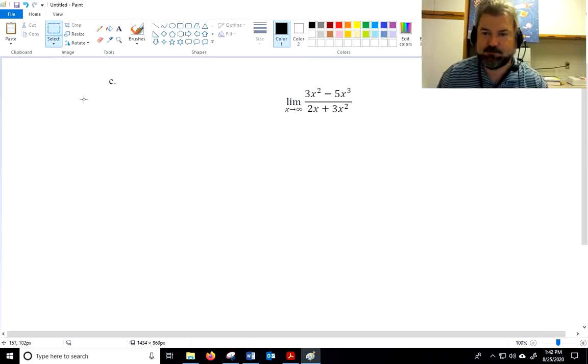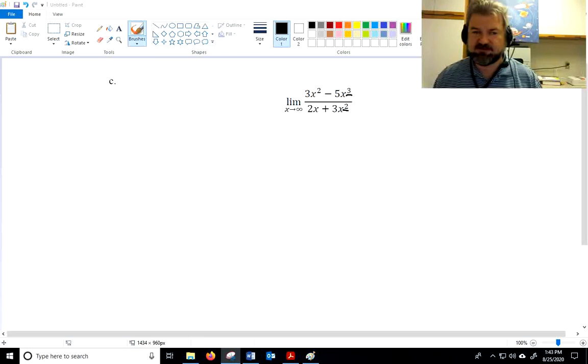All right, let's take a look at this one. We've got a degree of 3 on top and a degree of 2 on the bottom. So once again, I've got a degree of the numerator that is bigger than the degree of the denominator.